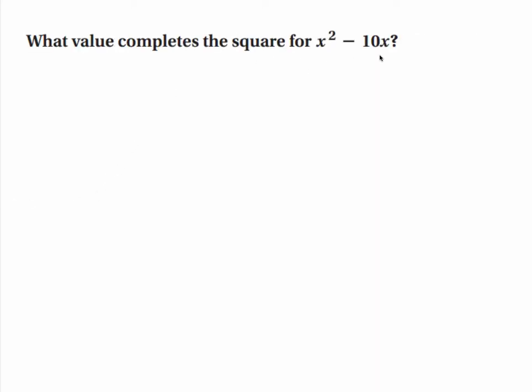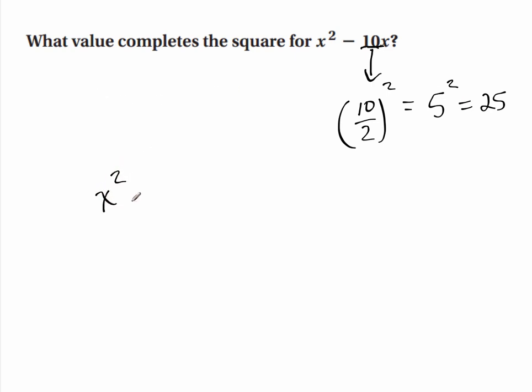So what value completes a square for x squared minus 10x? Well, in this case, we don't worry about the sign. You're going to take 10 divided by 2 and square it. So this is 5 squared, or 25. So if I have x squared minus 10x plus 25, this will factor into x, and I'm going to keep that sign, and then whatever is in this last square.